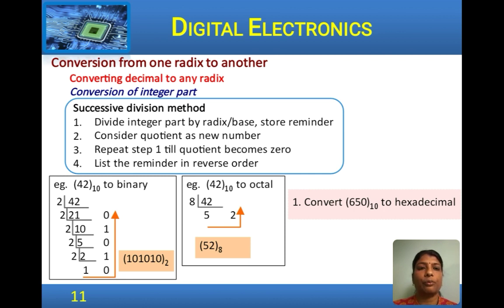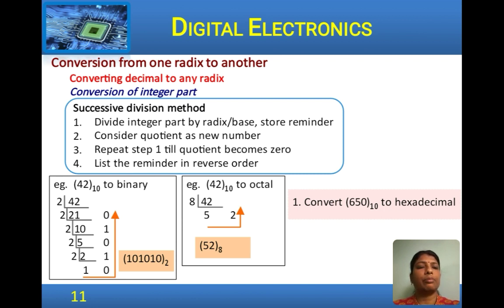So, the radix is 2, therefore, 42 divided by 2 gives 21, the remainder is 0, which is written separately. Then 21 divided by 2 again gives 10, and the remainder is 1, which is written separately. Proceed so until we get a 1. 1 cannot be divided by 2, so stop over there. So, write the answer in the reverse order. So, 101010 to the base 2 is the solution.